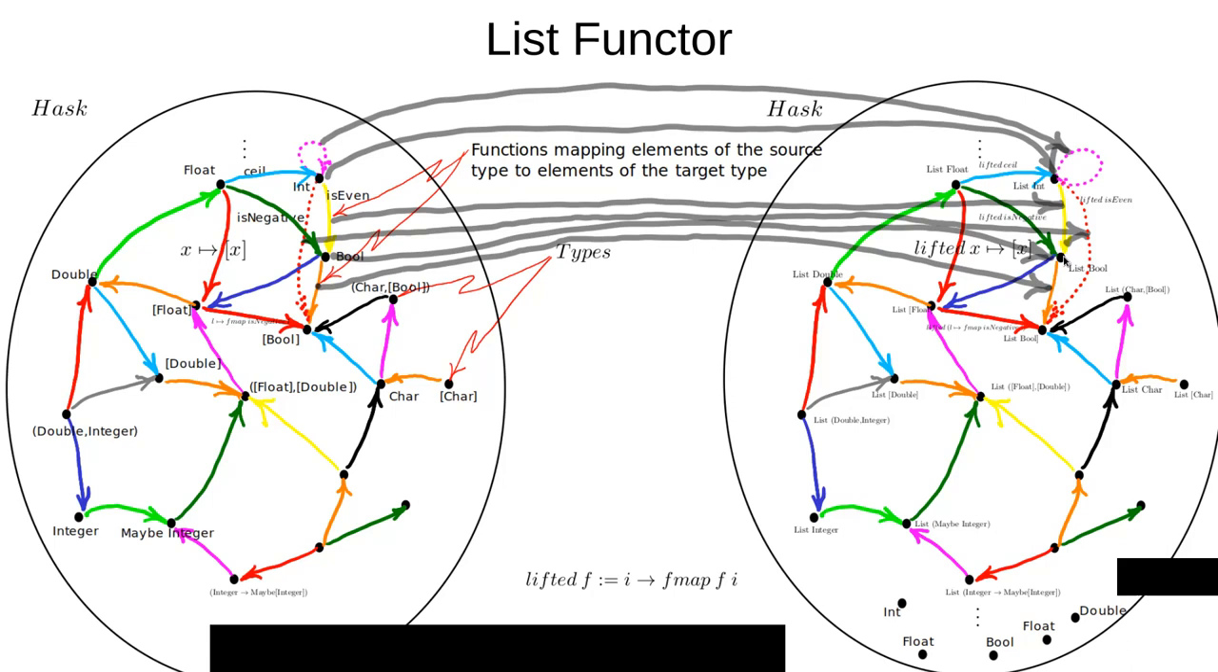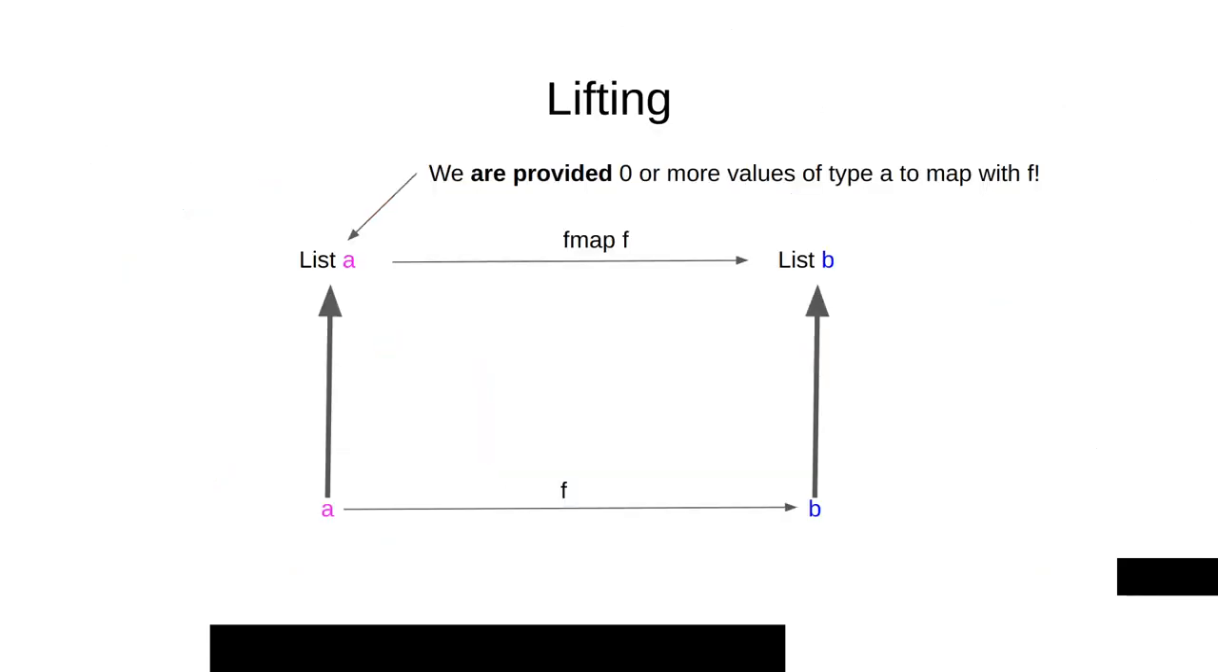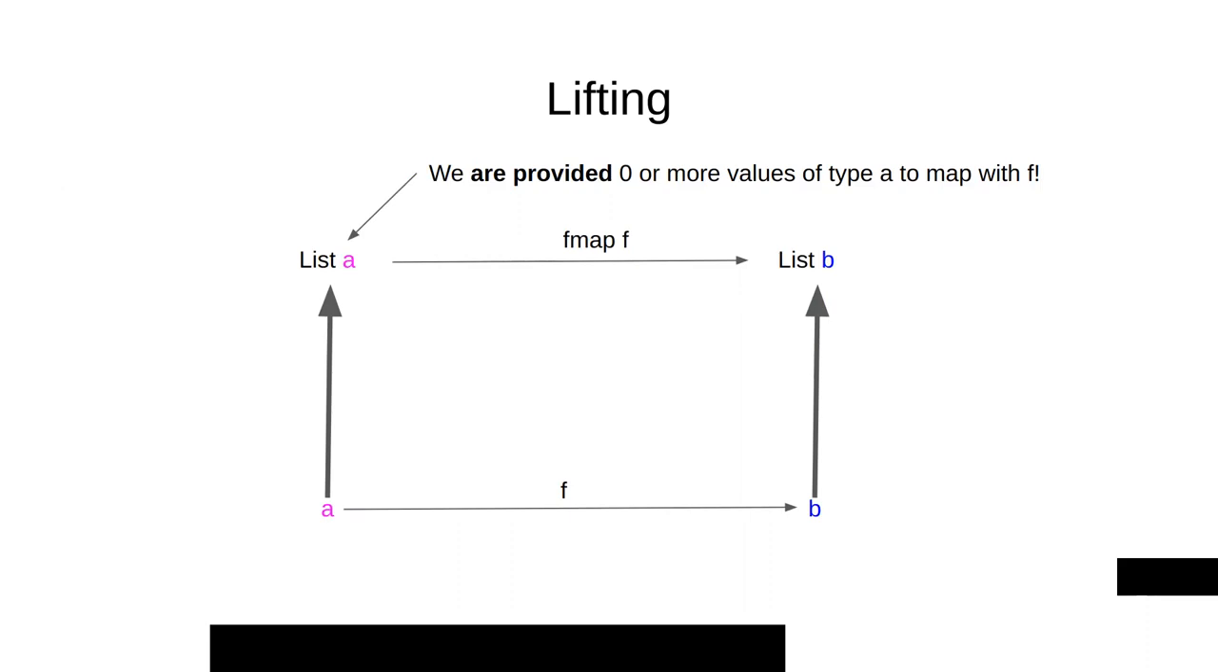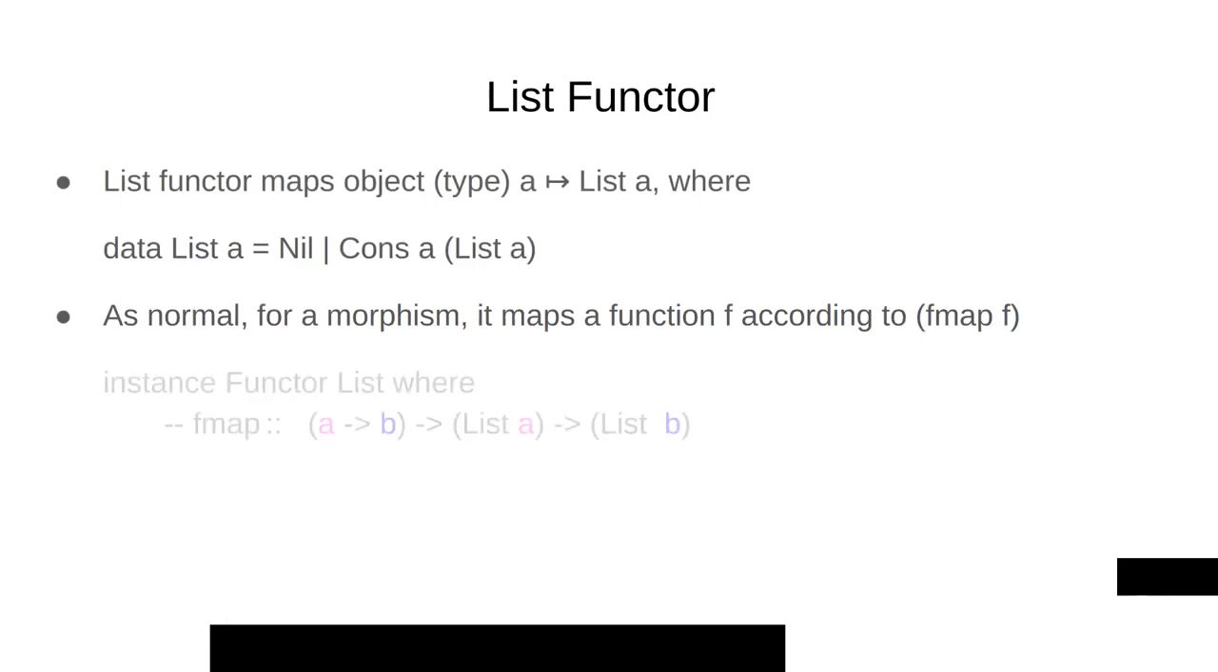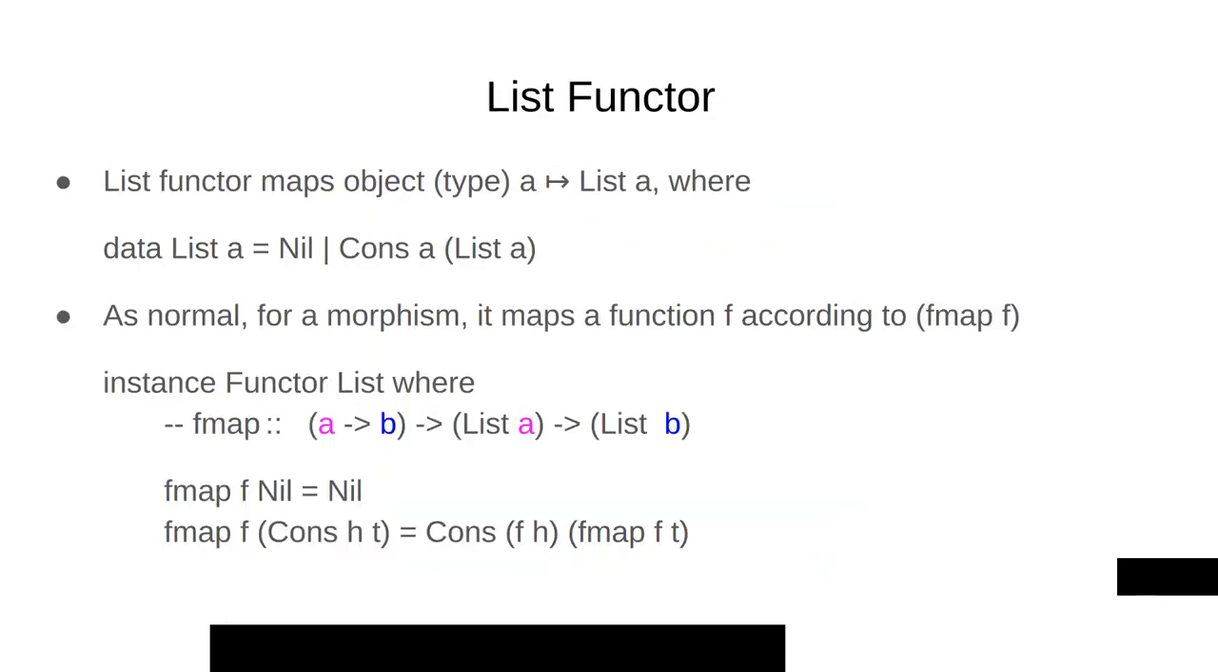We have this way of taking whole lists of ints and turning them into lists of bools, which just applies is even accordingly. So we have this functor from int to bool, and we lift it using fmap, and we get a function going from list of A to list of B, list of int to list of bools. And importantly, lists contain zero or more values, in this case list of ints, to map with F. And that's going to be key. So that's what fmap does.